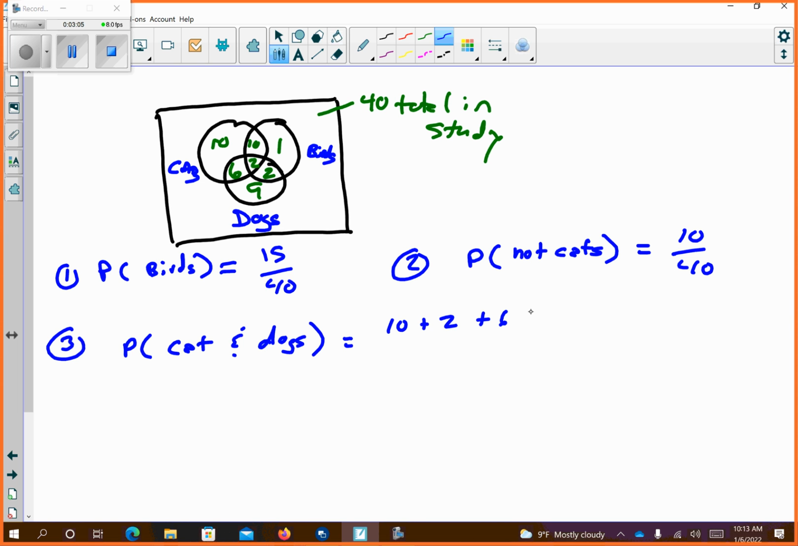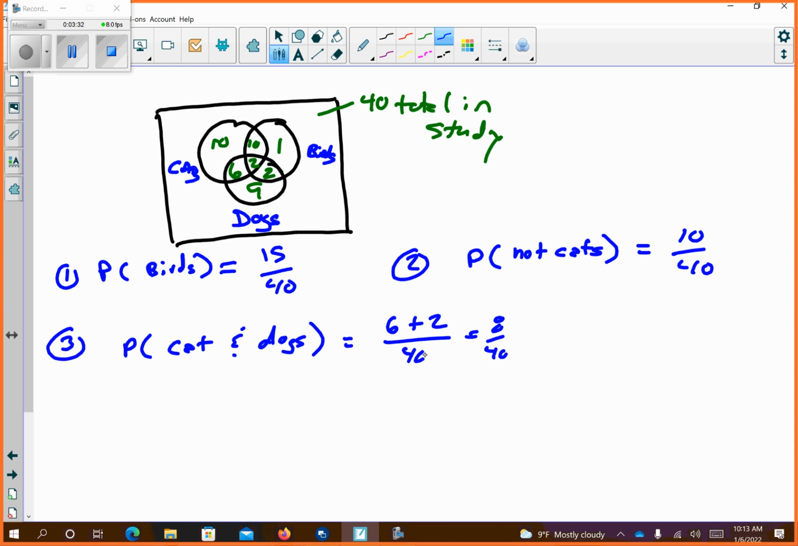And wait, probability cats. Oh, I'm sorry. I made this mistake. They like cats and dogs. So you look at the 6 and the 2. So this is the cats and dogs category overlap. So those 6 plus the 2 that like all 3. So you're going to include those, and then you're out of 40. So 8 out of 40.